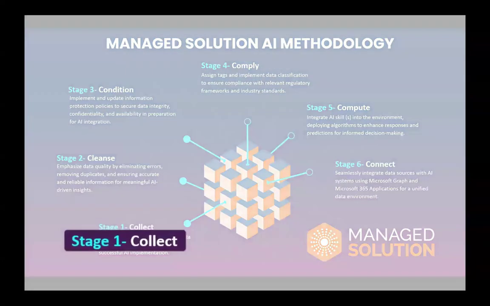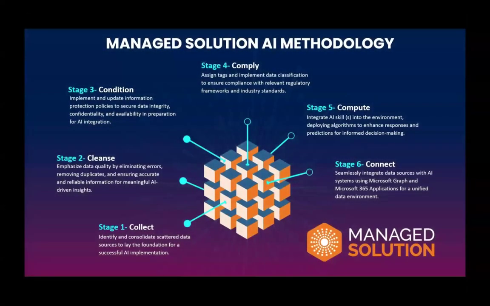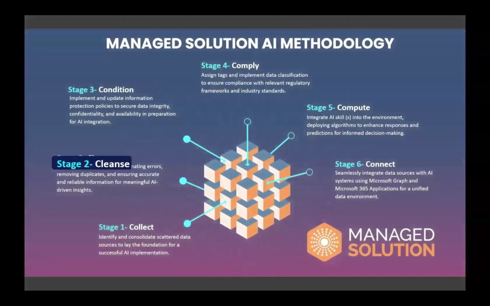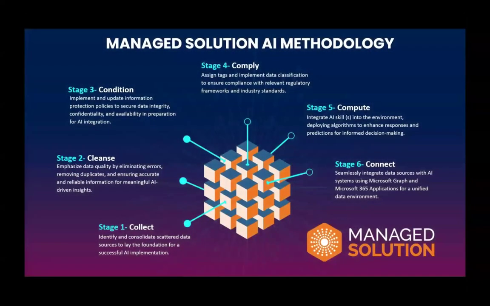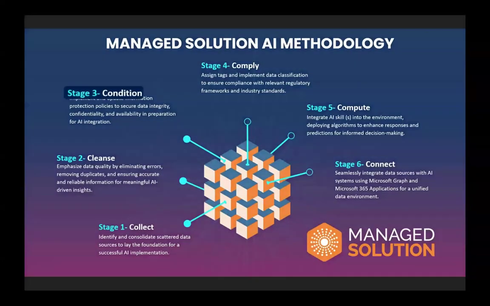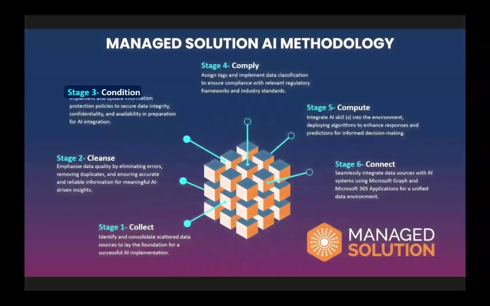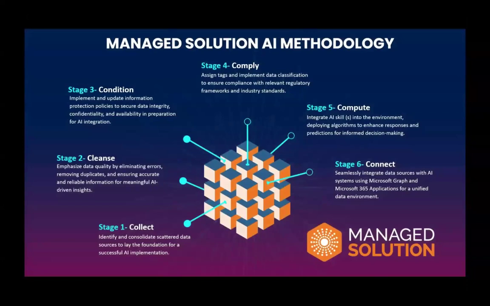Collecting data, stage one. Hey, there might be some scattered data all over the place. Let's find out where it is. Let's try to centralize it, and let's try to locate it and tag it. Cleansing the data. Hey, there's probably going to be a lot of duplicates. We want to clean up that environment so that there are fewer duplicates and fewer errors. And then on to the third stage, conditioning. This is where Richard went into showing you all of those protective policies that could be applied so that your data integrity is secure.